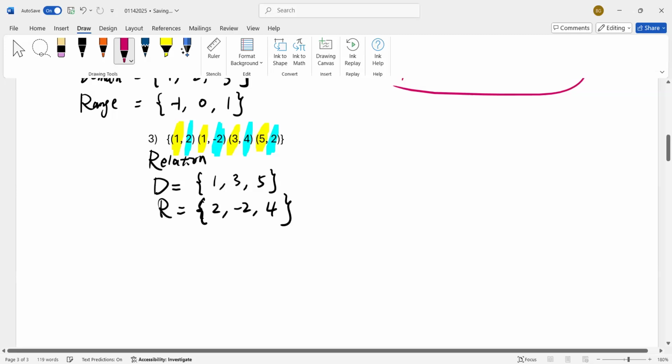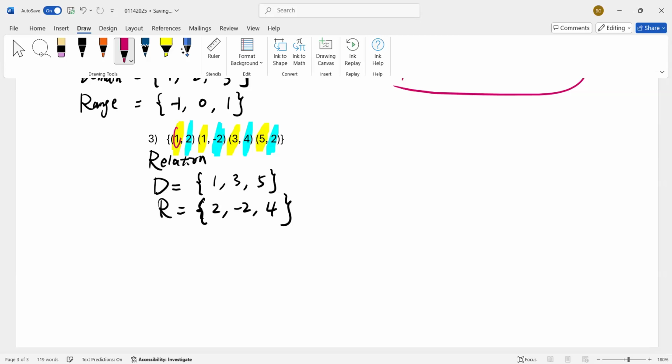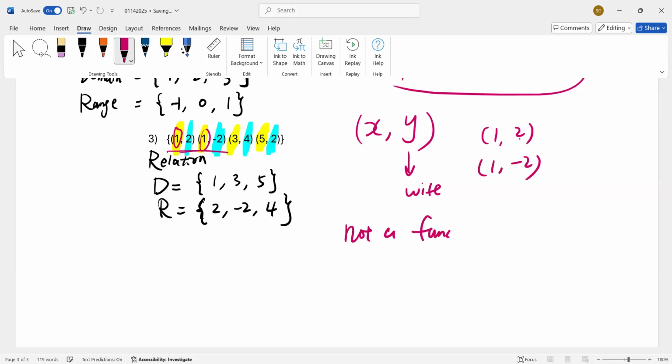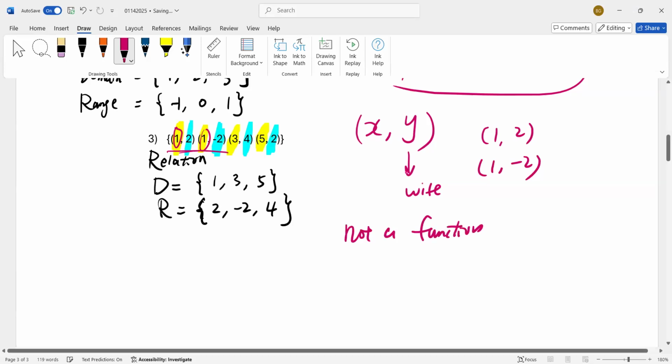Do you see a cheating husband? Number 3 right here. Yes. What is the cheating husband? 1. Yeah, again, X is the husband, Y is wife. You would ask how come Y is wife? Because Y is wife, so X has to be husband. The husband 1 has two different wives, positive 2 and negative 2. So no, not a function.